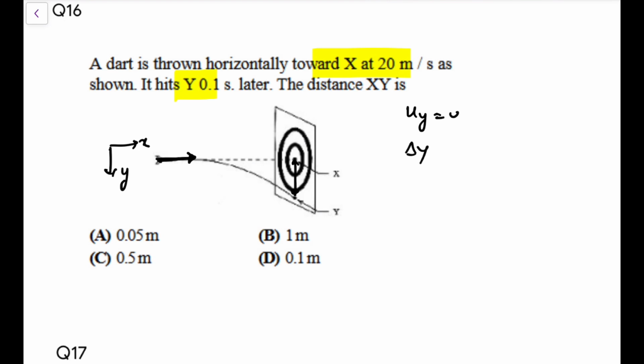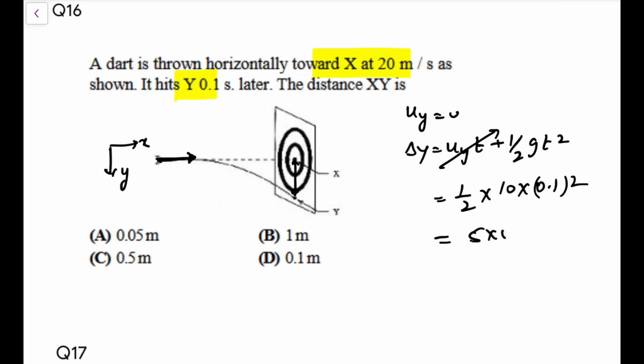So displacement in y, you can directly use u_y t plus half g t square, because acceleration would be free fall g. So that is half into 10 into 0.1 whole square. So it comes out as 5 into 0.01, so it comes out as 0.05 meters. You can take option A.